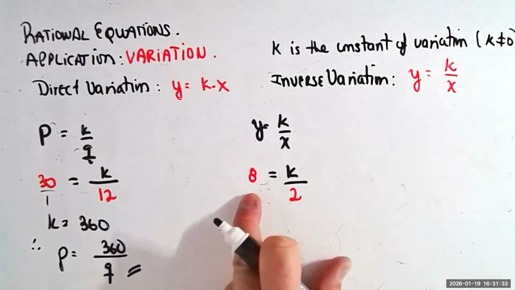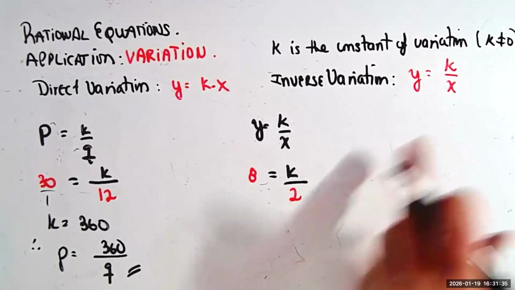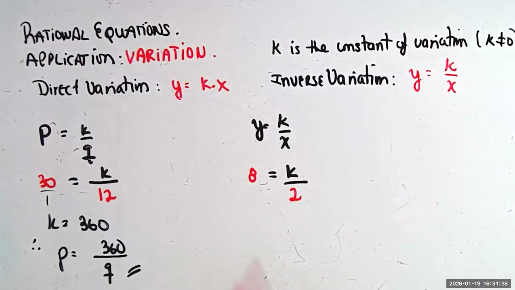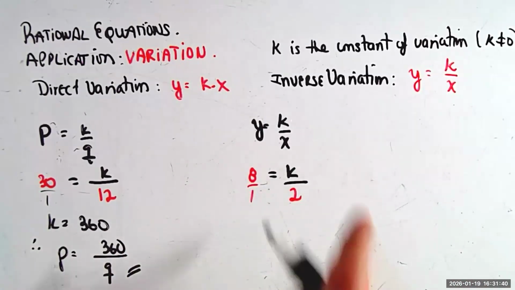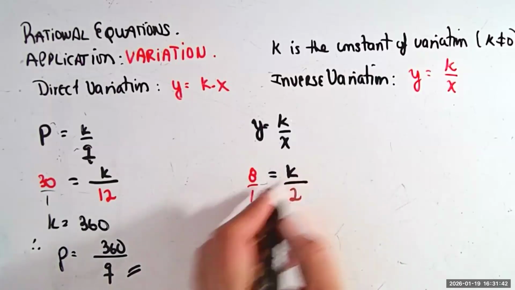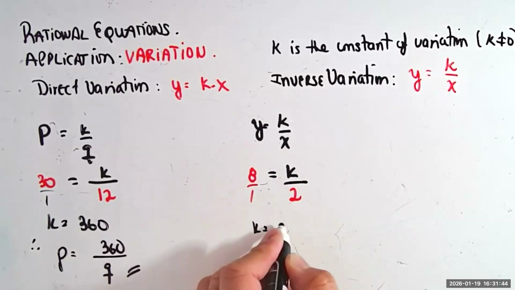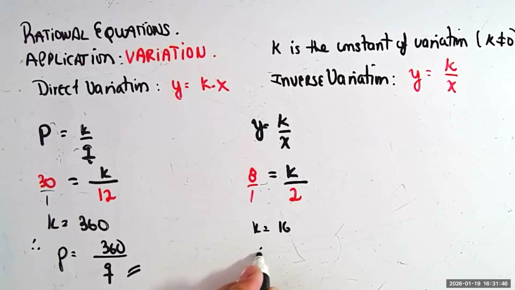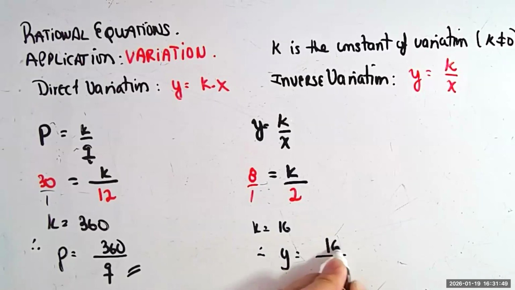Here, of course, Y is 8 when X is 2, and they're inversely proportional. This 8 is over 1. So 1 times K equals 8 times 2, K should be 16. Therefore, Y equals 16 over X, and we're done.